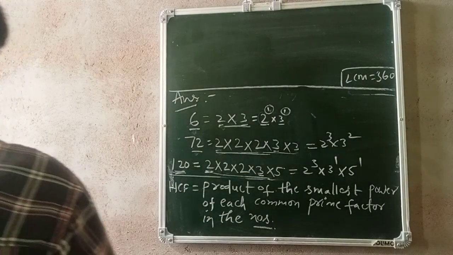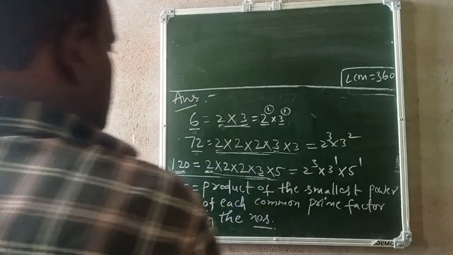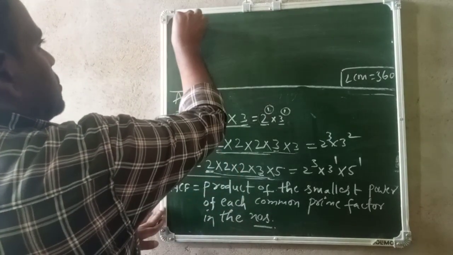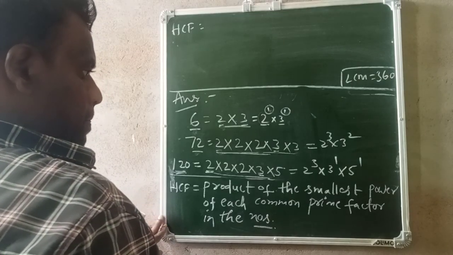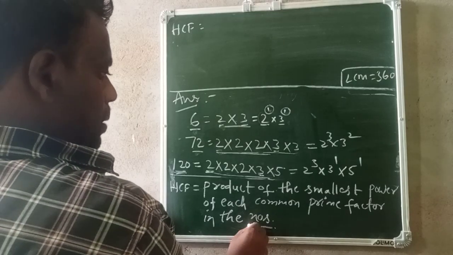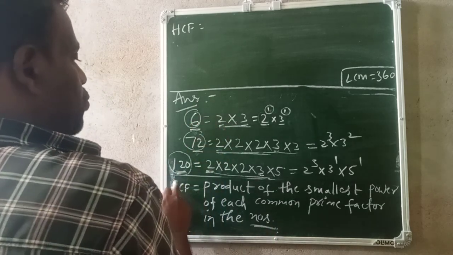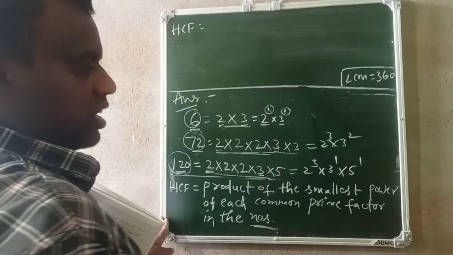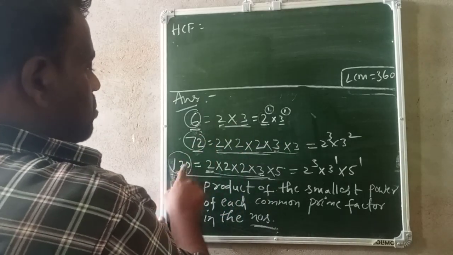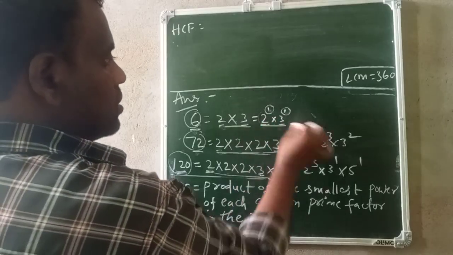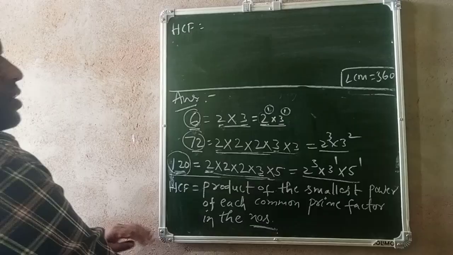Now using this definition, we can find the HCF. What is it saying? First, numbers. Numbers means you have to consider three numbers, 6, 72 and 120. When I say consider three numbers, it means their factors. You have to consider these factors for each number. Next, what are they telling?